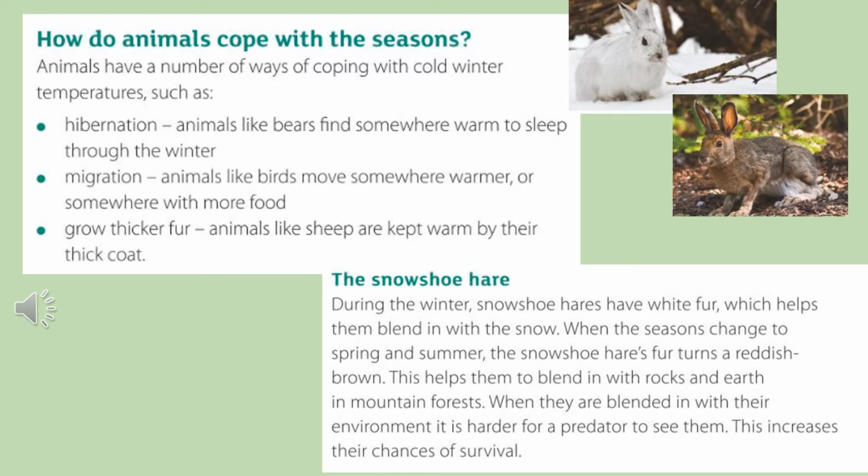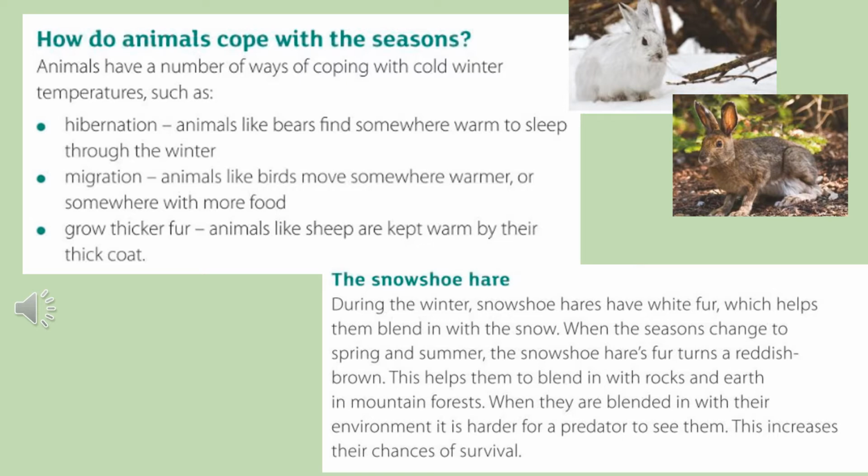Animals have a number of ways of coping in order to survive. One of their coping mechanisms is to identify the season, and they adapt to the temperature by either hibernating, where some animals will find somewhere warm to sleep through the winter, migration, where some animals will move to warmer climates or somewhere where there's more food, or they can grow thicker fur, and they shed that in the warm season, and when it's cold they have the thick coat.